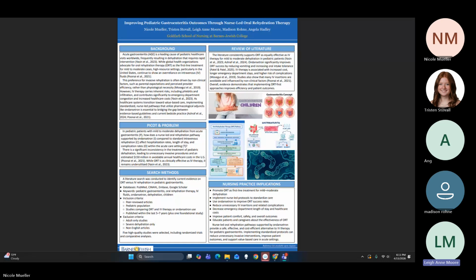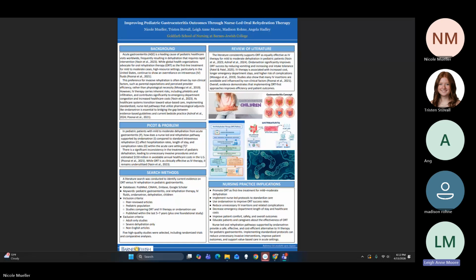When comparing oral and IV rehydration, the research is very clear. Both methods are equally effective for mild to moderate dehydration. One study did show a 100% success rate for both ORT and IV fluids. The IV worked slightly faster, but ORT resulted in shorter hospital stays. This is actually important because faster treatment does not always mean better outcomes.